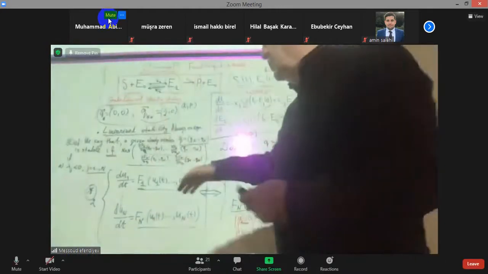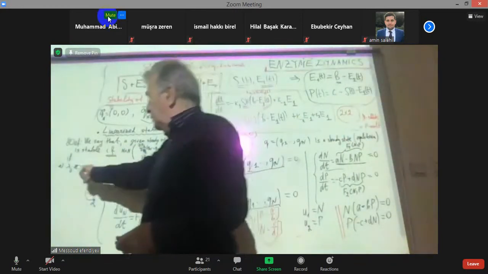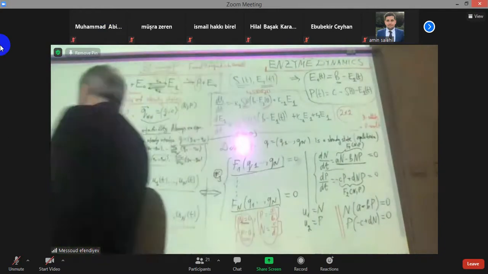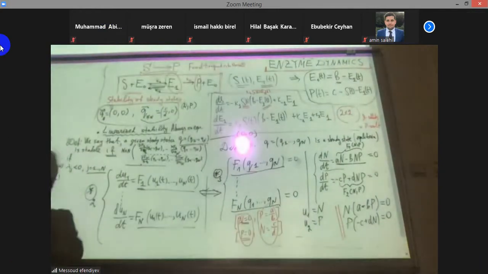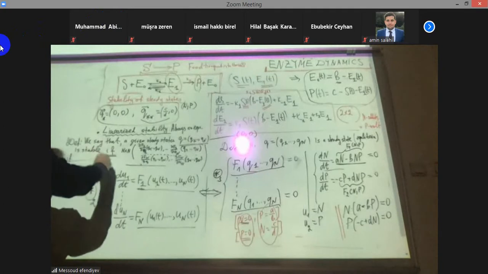Yeah, so now I am finishing. Stability means that all eigenvalues of this matrix are negative. Or if you have complex eigenvalues, then the real part must be negative. So this is the definition of stability.